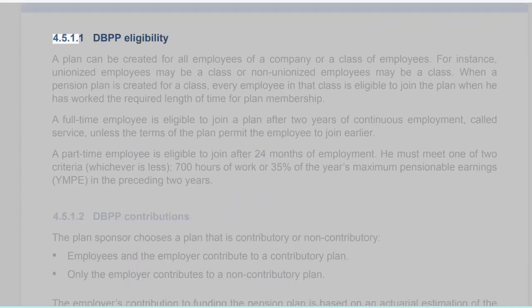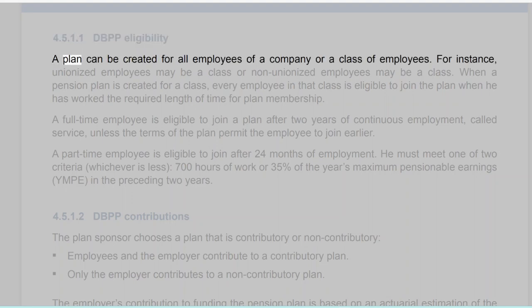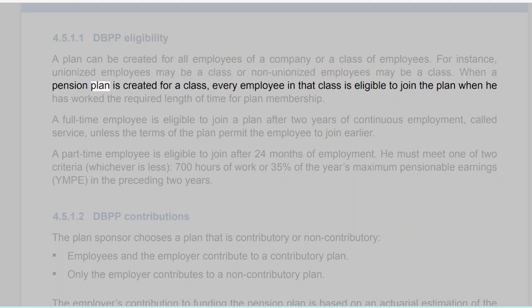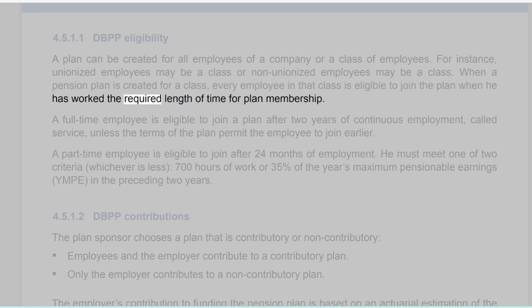4.5.1.1 DBPP eligibility. A plan can be created for all employees of a company or a class of employees. For instance, unionized employees may be a class or non-unionized employees may be a class. When a pension plan is created for a class, every employee in that class is eligible to join the plan when he has worked the required length of time for plan membership.